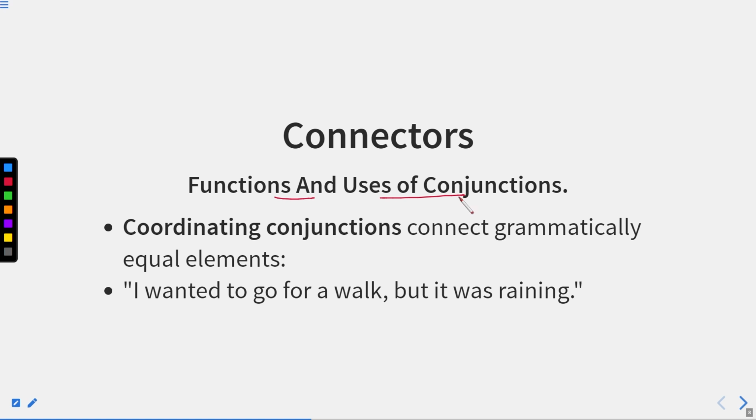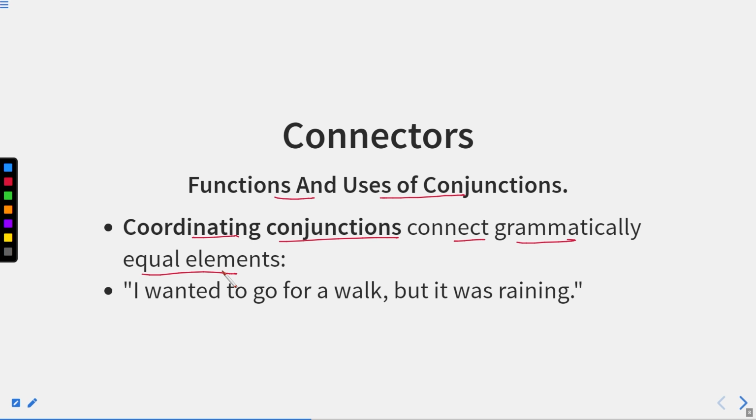Now, functions and uses of conjunctions. First we have coordinating conjunctions. As I told you, they connect grammatically equal elements. I have just explained this to you: when we join two sentences together which are of equal rank and grammatically equal elements, it means those sentences are complete in themselves.